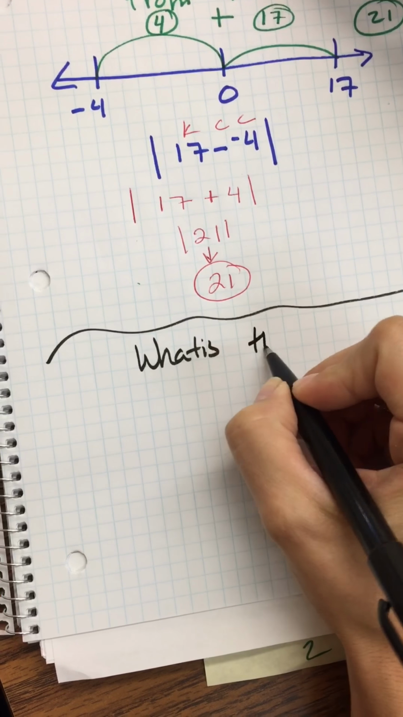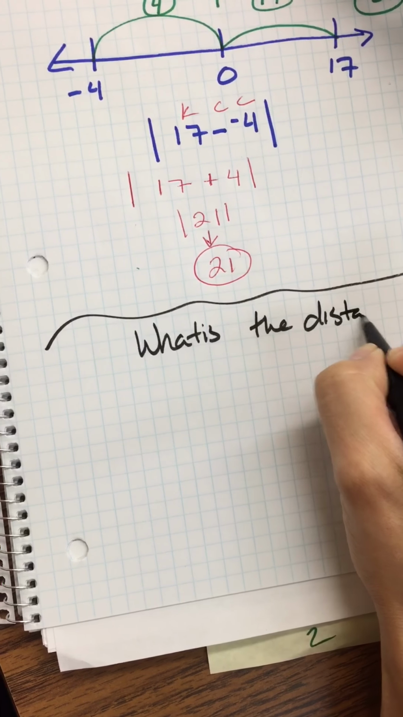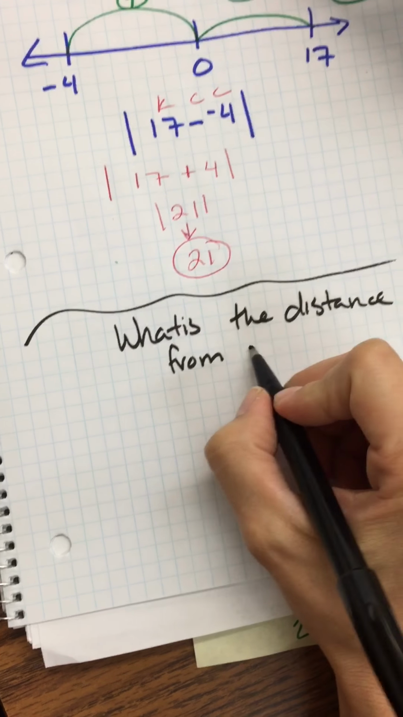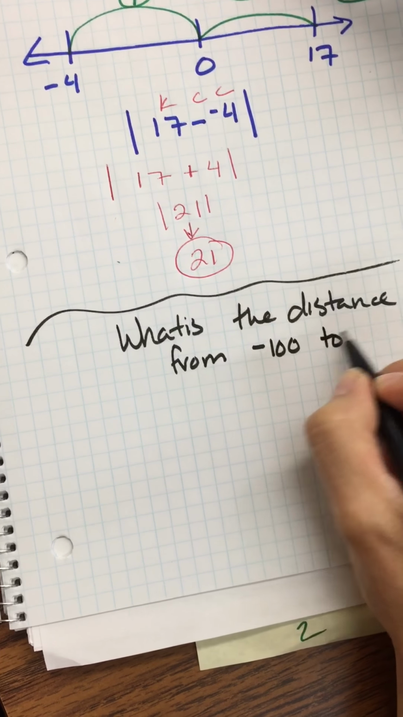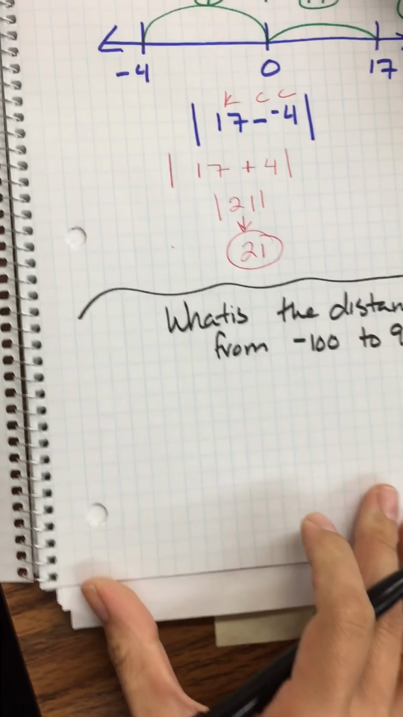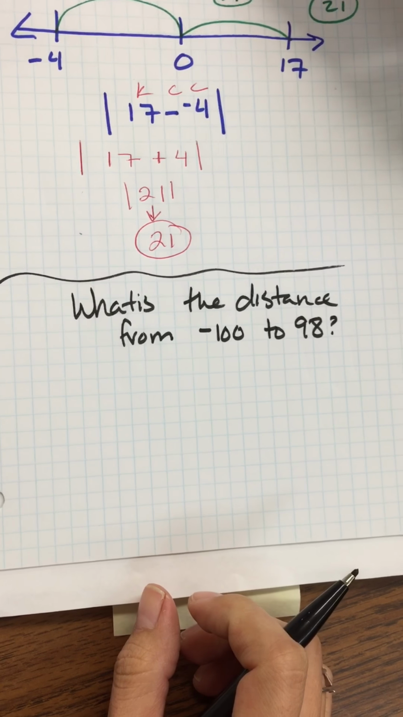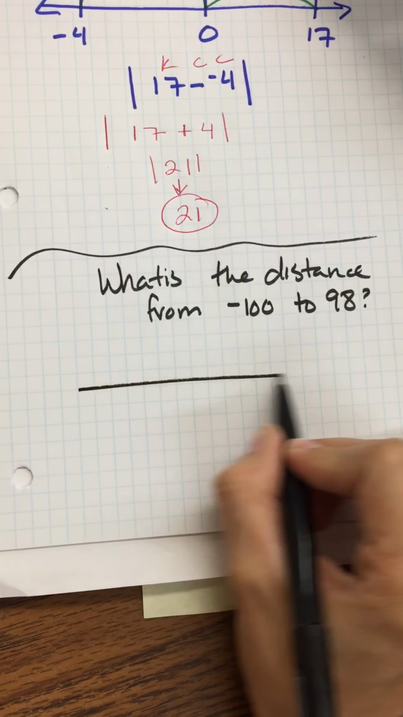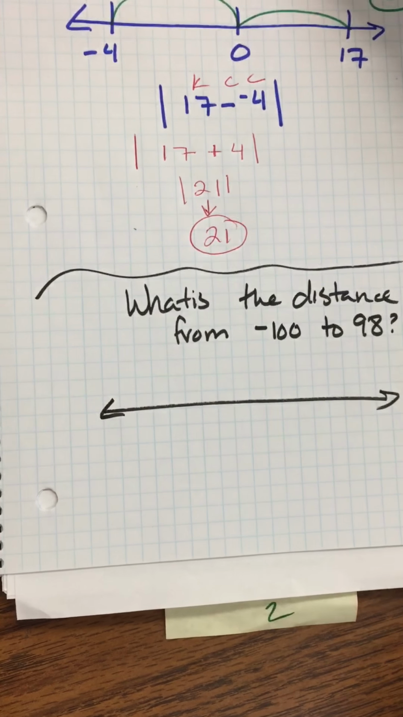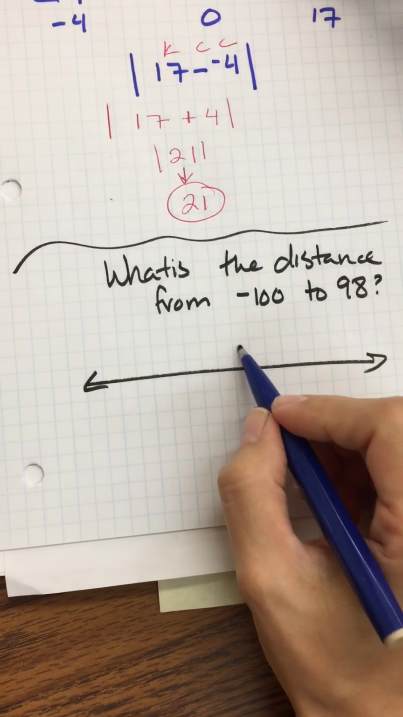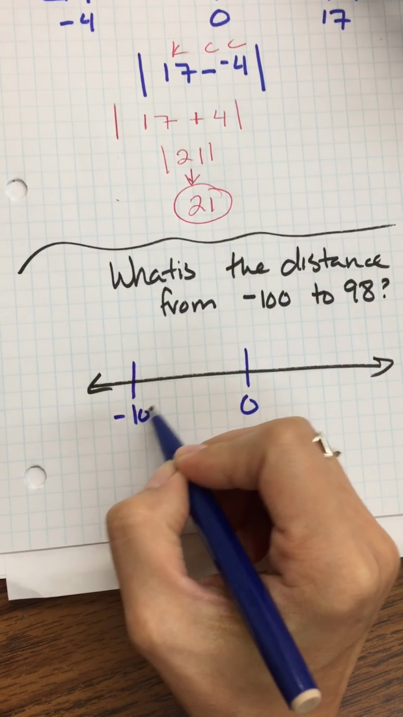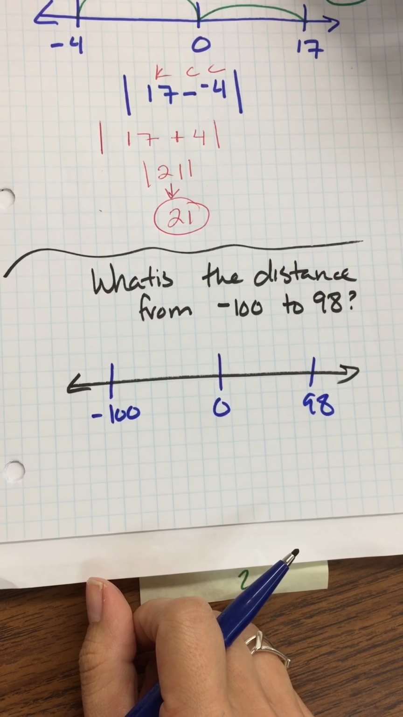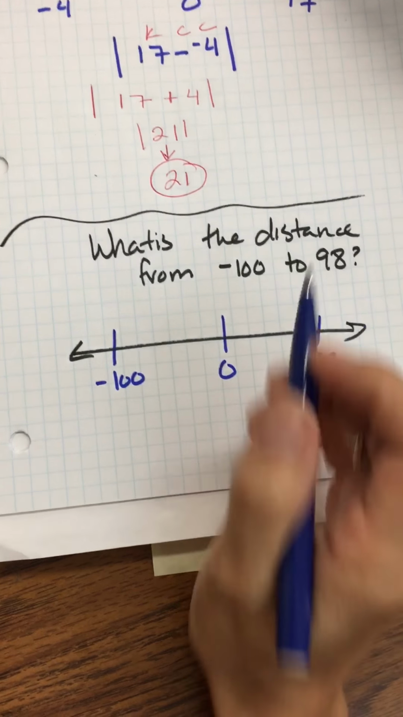What is the distance from -100 to 98? And it's not 2. Stop thinking like that. All right, so you're gonna draw our number line. Put 0 here, -100 here, and 98 there. Quickly draw it.